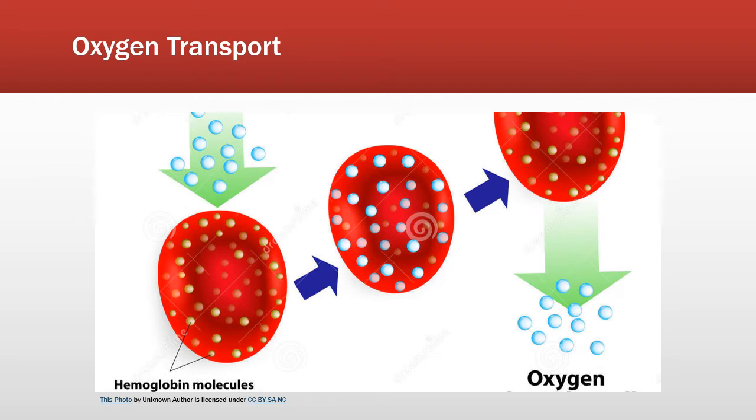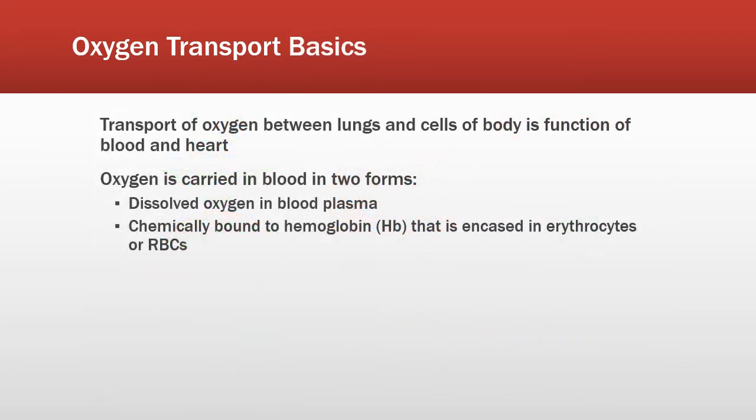Let's go on to talk about how oxygen is transported in the blood. Some basics of oxygen transport. The transport of oxygen between the lungs and the cells of the body is a function of the blood and heart. Oxygen is carried in blood in two forms: dissolved oxygen in blood plasma, and that's only a tiny bit, and chemically bound to hemoglobin that's encased in the erythrocytes or RBCs.